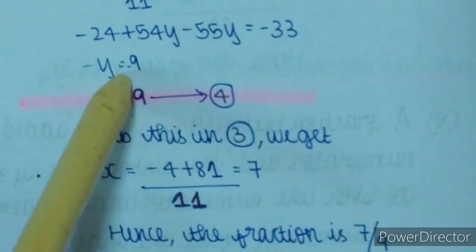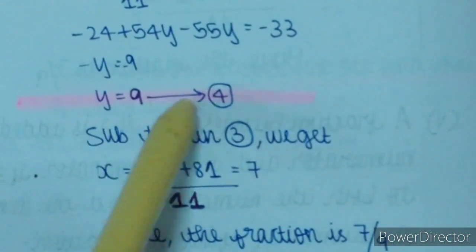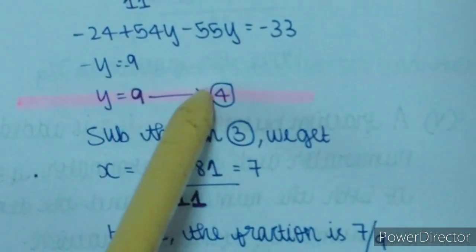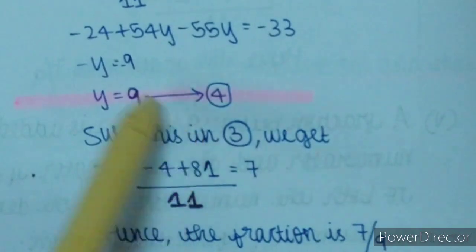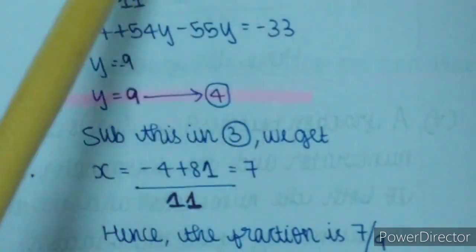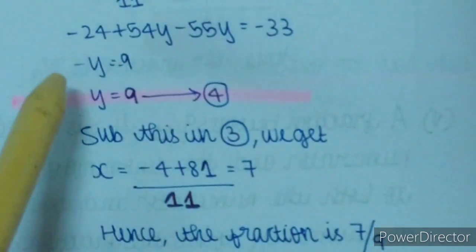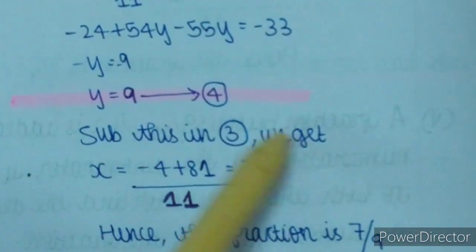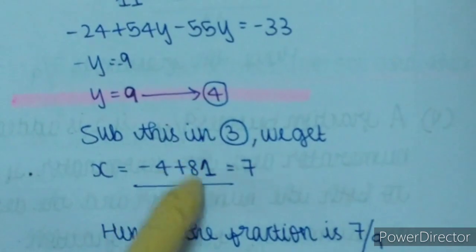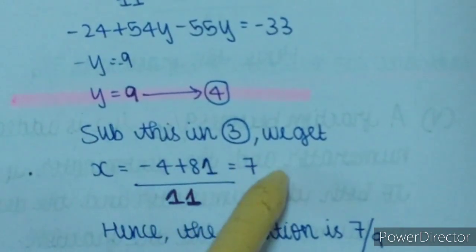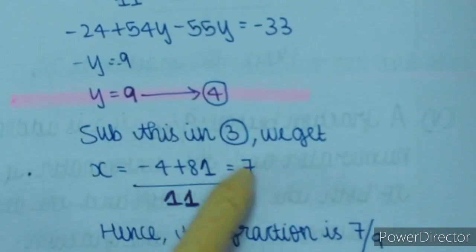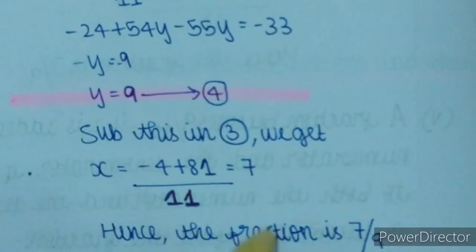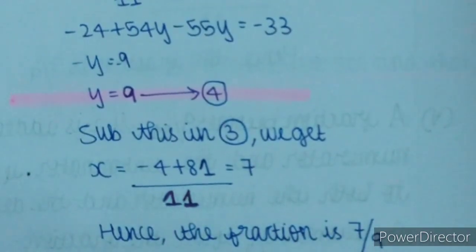Therefore, the minus signs will get cancelled. y is equal to 9. This is the fourth equation. Now, substitute this value of y is equal to 9 in the third equation. You can substitute in either the first or the third equation. I am substituting in the third equation. We get x is equal to minus 4 plus 81 by 11. Solving this, you will get x is equal to 7. Hence, the fraction is 7 by 9. I hope this question is clear to you.